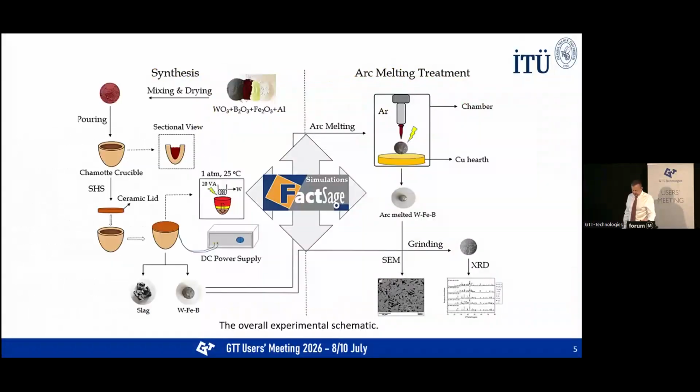This slide summarizes the overall experimental workflow. First, the oxide powders were weighed, mixed, and subjected to the SHS reaction. After the reaction, the metallic product was separated from the slag. The samples were then remelted by means of arc melting to homogenize them, and to investigate possible high-temperature phase transformations and for final characterization.